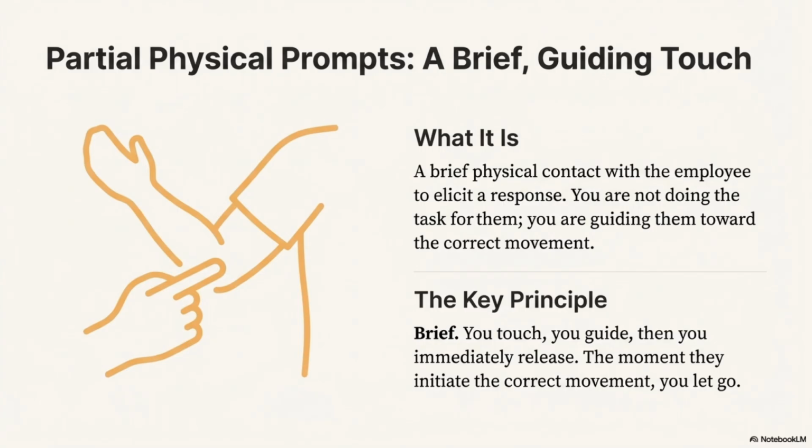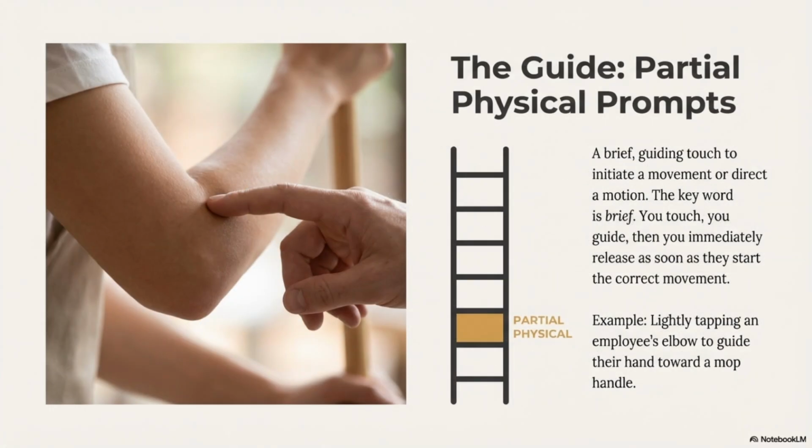You're not doing the task for them. You're just guiding them toward the correct movement. Examples: tapping their elbow to cue them to reach for the mop, touching their shoulder to guide them toward the correct workstation, gently guiding their wrist to show the angle needed for wiping a counter. The key word here is brief. You touch, you guide, then you immediately release. As soon as they start the correct movement, you let go.